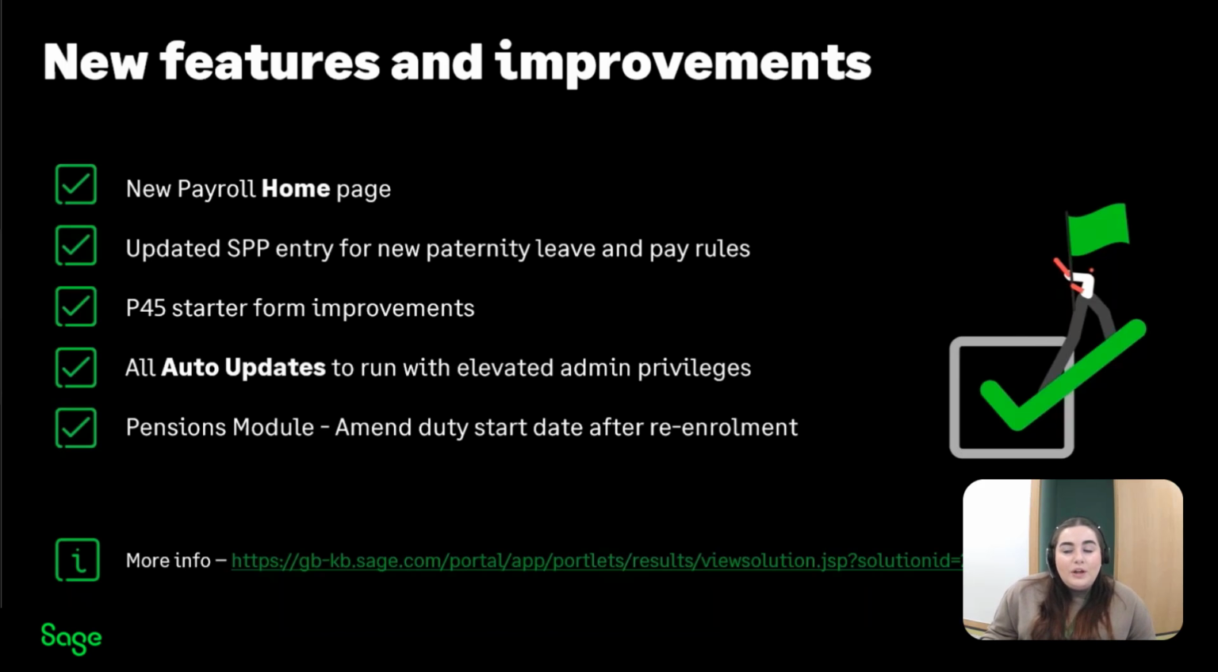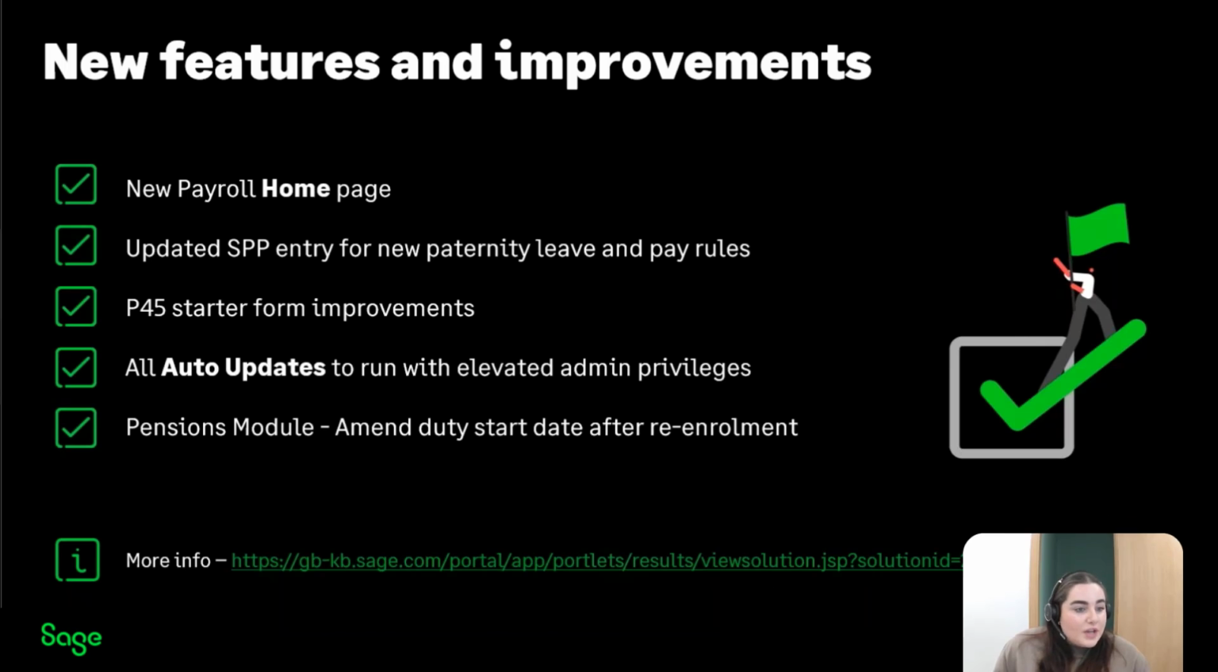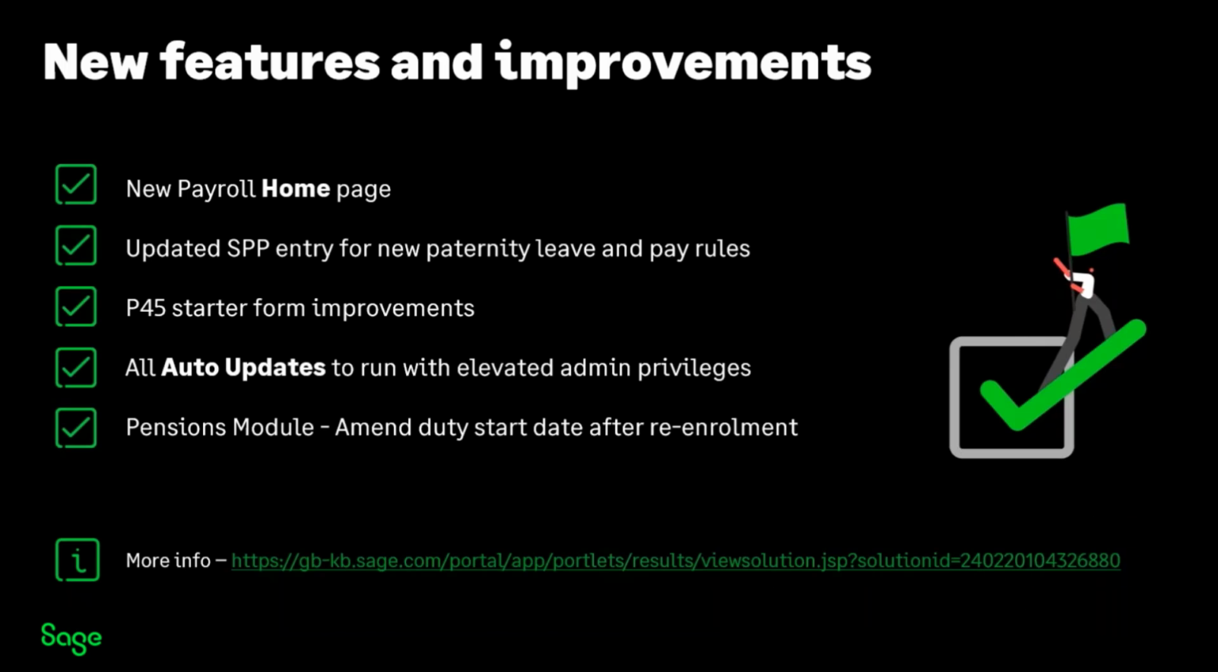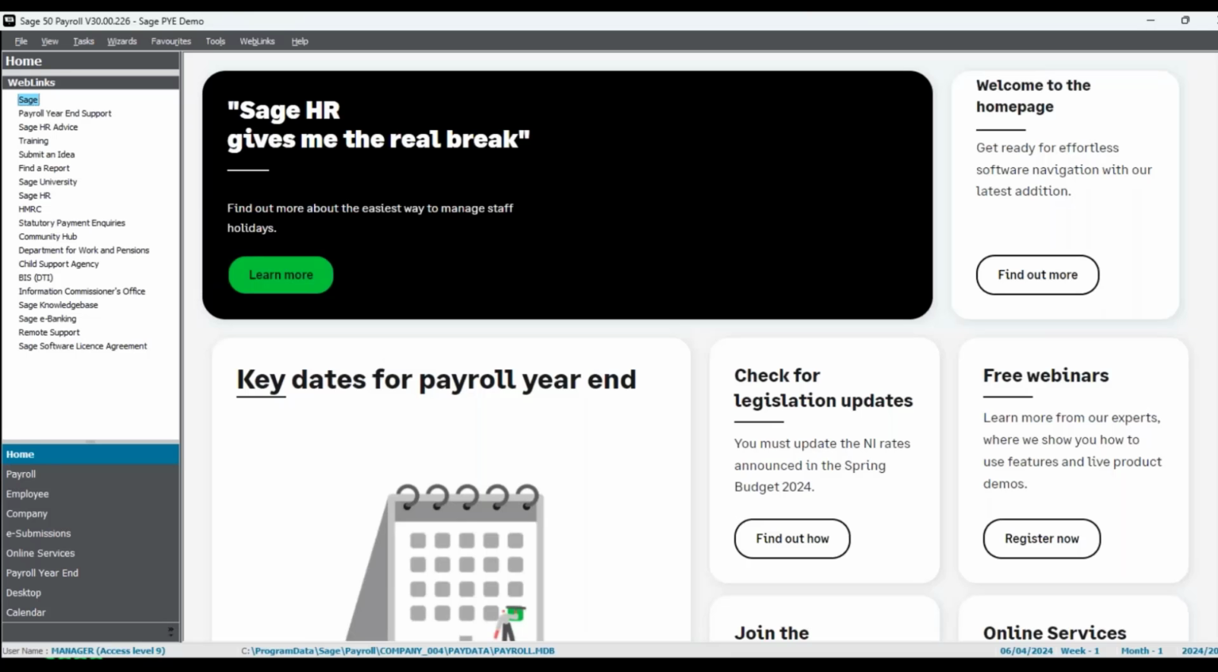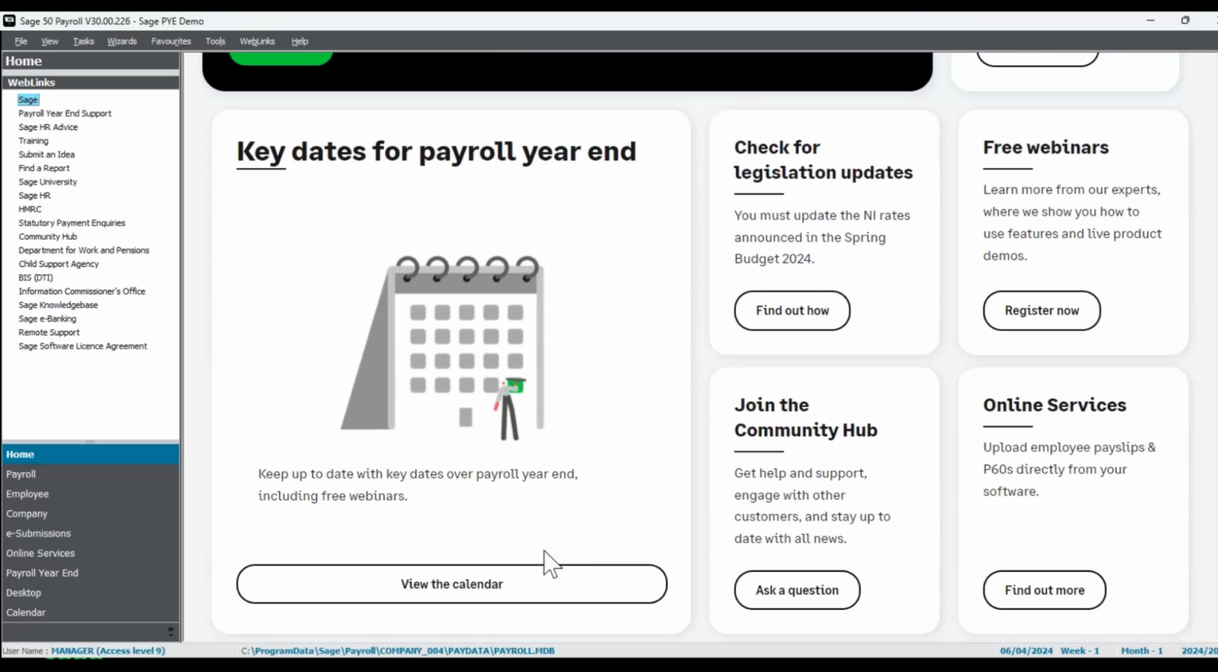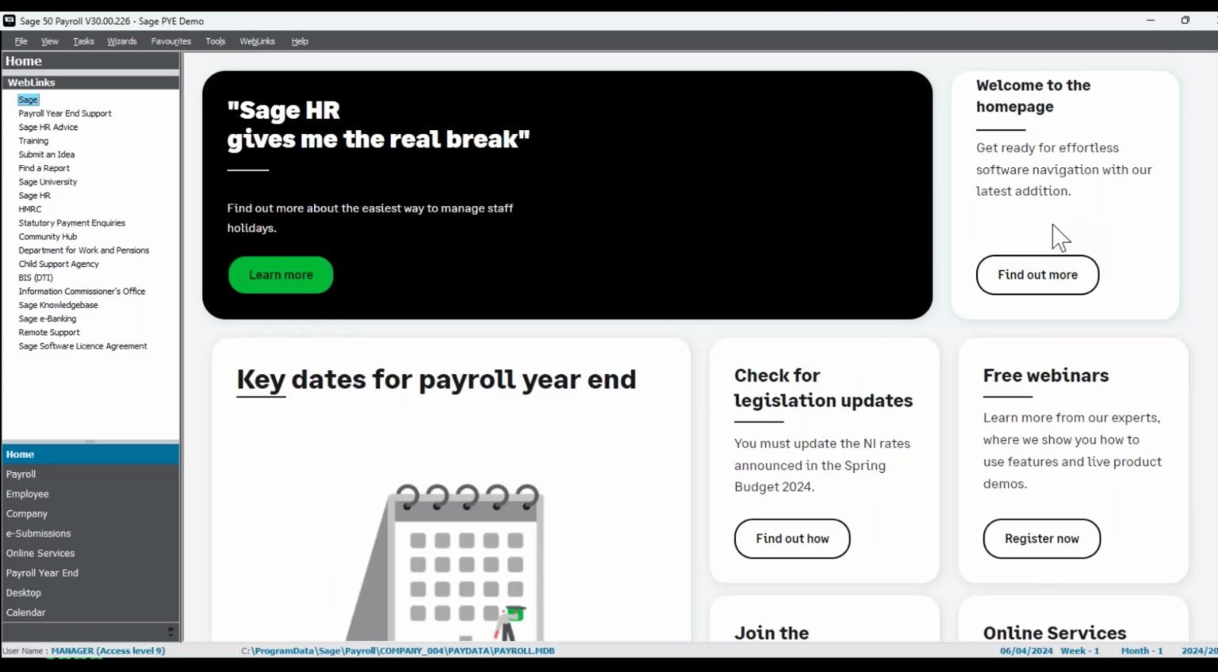So let's take a little look at a couple of those changes, and I'll just turn my camera off. We'll go back to Payroll, and straight away you can see that home page here. So as I said, this is your initial view, but on here you've got some different tiles. So you've got welcome to the home page, key dates for payroll year end as well. And these do change from time to time. So at the moment, quite focused on payroll year end, and of course, welcoming you to this home page.